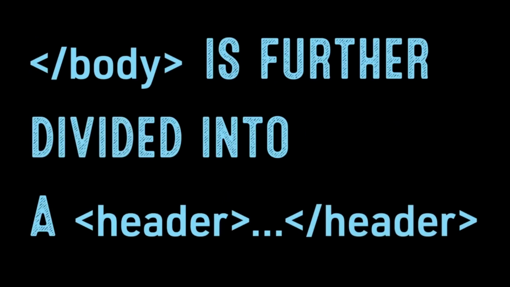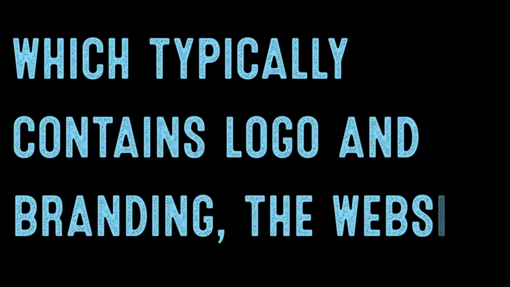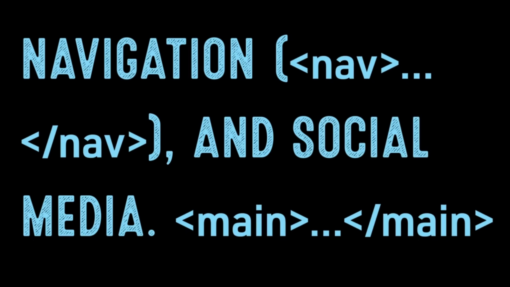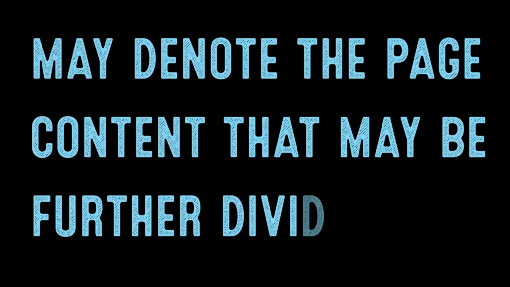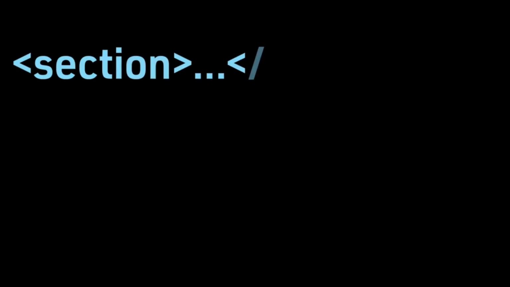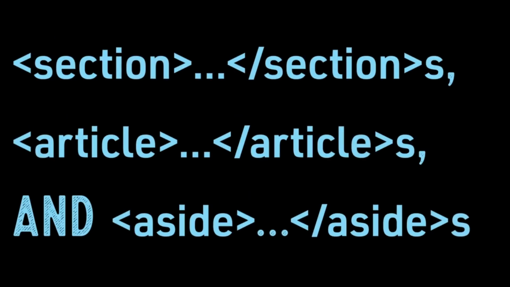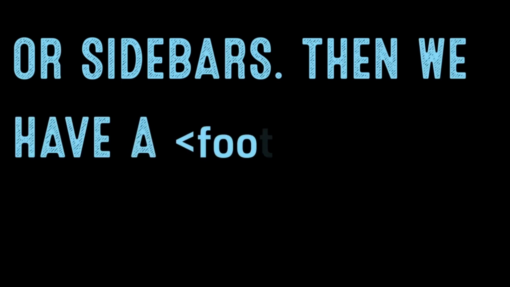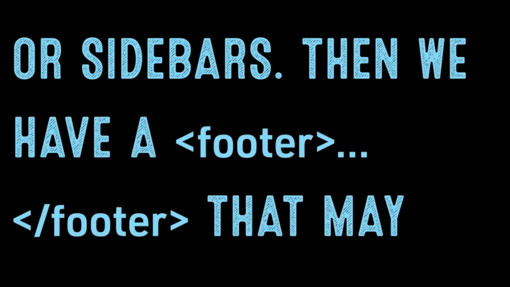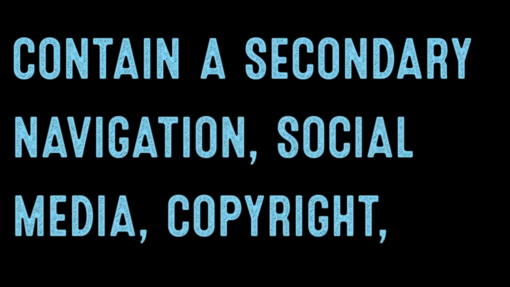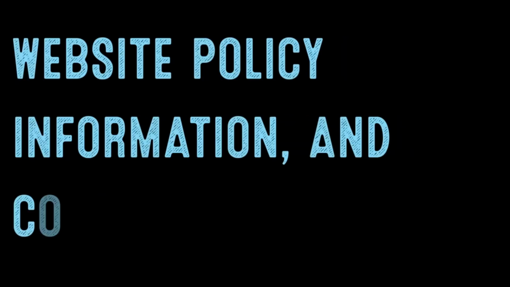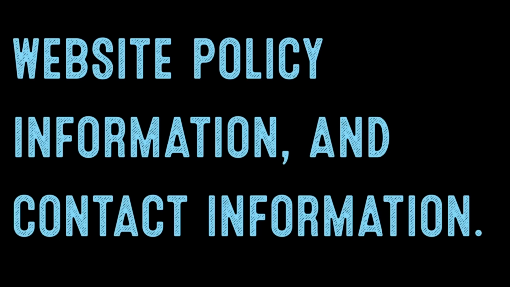The body is further divided into a header, which typically contains logo and branding, the website navigation, nav, and social media. Main may denote the page content that may be further divided into sections, articles, and asides or sidebars. Then we have a footer that may contain a secondary navigation, social media, copyright, website policy information, and contact information.